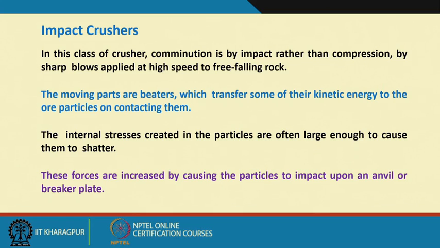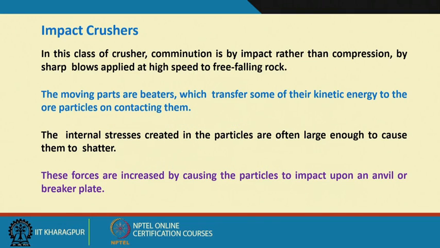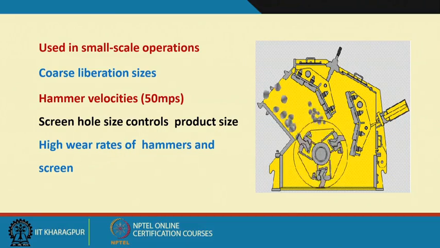Now, there is another set of crushers which are called impact crushers. In this class of crusher, comminution is by impact rather than compression, by sharp blows applied at high speed to free falling rock. Again, it will be easier to explain if we look at this animation.